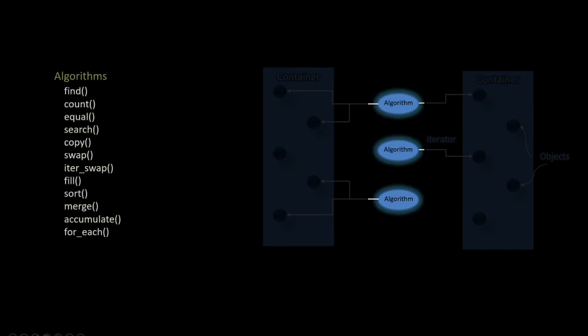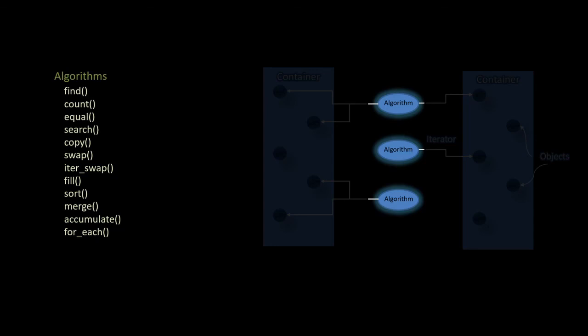So if we look at algorithms, these are a list of algorithms, and we can talk a little bit about their purpose. For example, find returns elements equivalent to a specified value. Count counts the number of elements that have a specified value. Search looks for a sequence of values in one container that corresponds with the same sequence in another container. Sort sorts the values in a container according to a specified ordering.